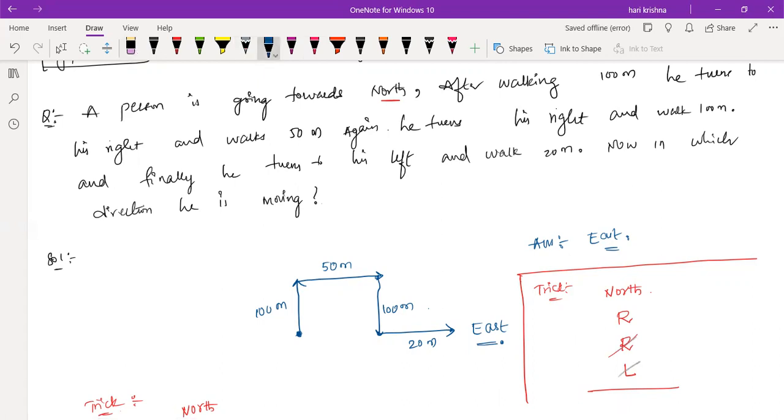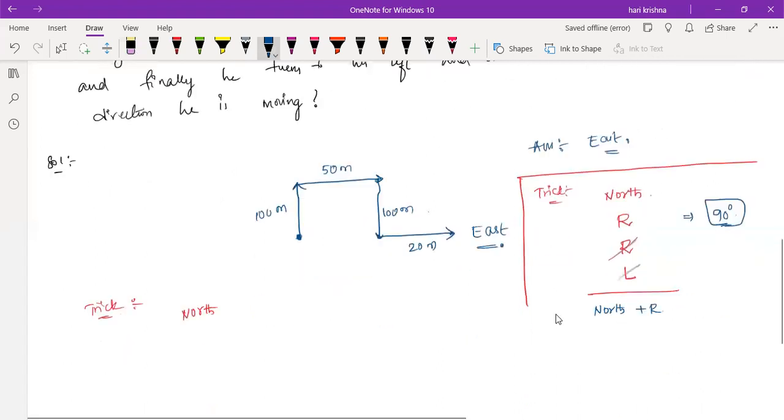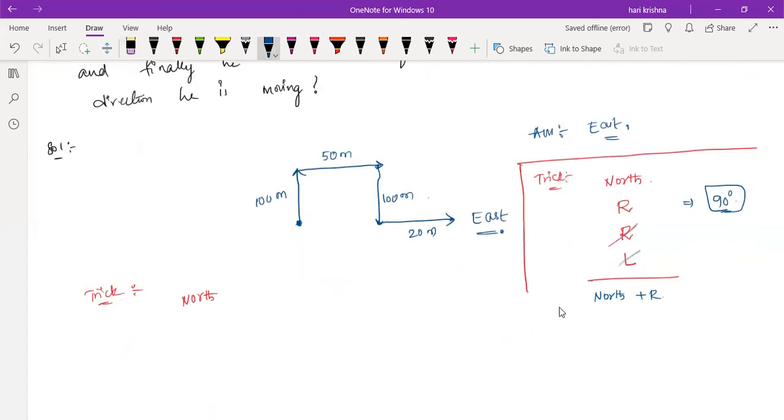the final answer is north plus R. So always we'll take it as a 90 degrees angle only. That is the reference one. So north plus right, what do you get? What is the meaning of north plus right? That is the east. This is the answer, a simple answer.